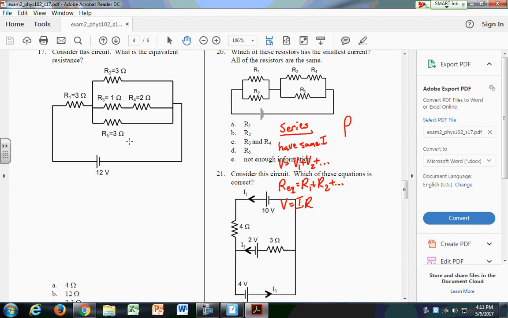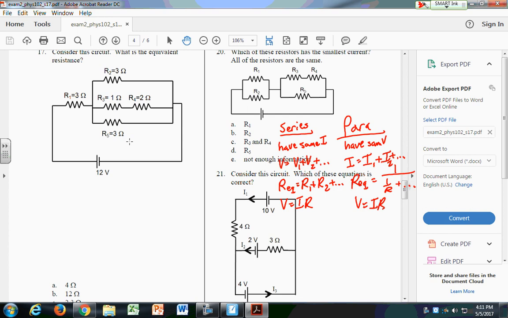For resistors in parallel, they have the same voltage. The total current is the sum of the individual currents. The equivalent resistance is that 1 over R business. And V equals IR. So those are our rules for series and parallel.